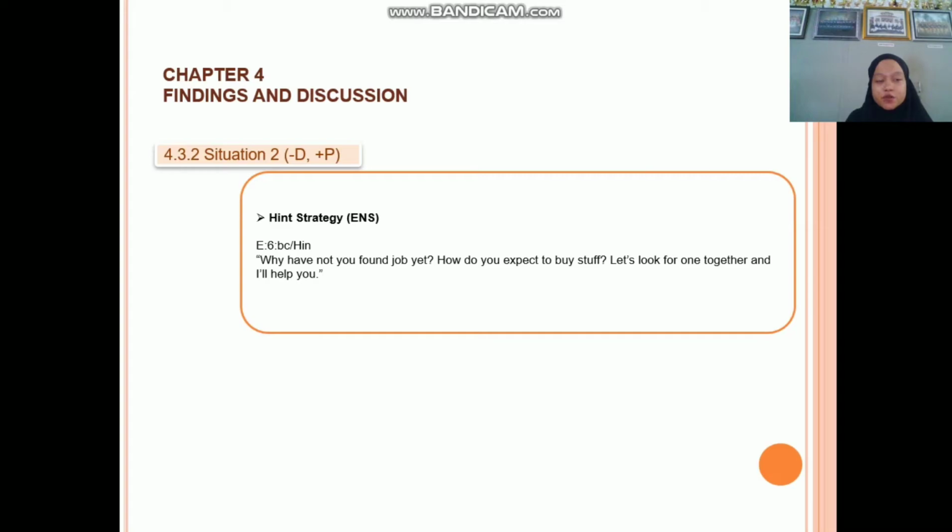The second situation shows the use of hint strategy by an English native speaker. The hint strategy doesn't directly state that something is bad. The situation shows how the complainer, as a parent, didn't say directly that being jobless is not a good thing. However, the complainer prefers to give a sign by asking, "Why have you not found a job yet?"